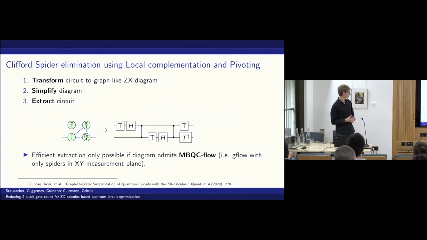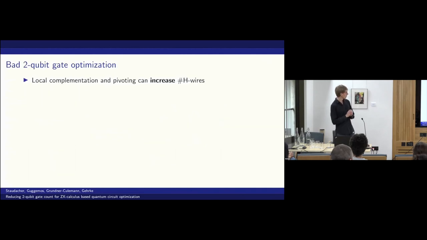As the last step, we extract the circuit back from the simplified diagram. As you might recall from John's talk on Monday, an efficient extraction currently is only possible if the diagram admits some kind of flow from MBQC. In this paper, it is a G-flow where we consider every spider being measured in the XY plane of the Bloch sphere.